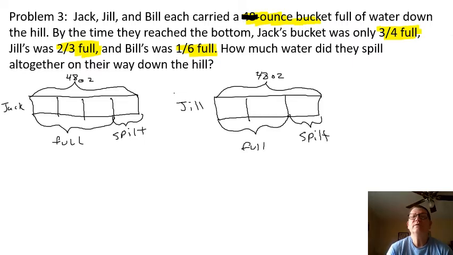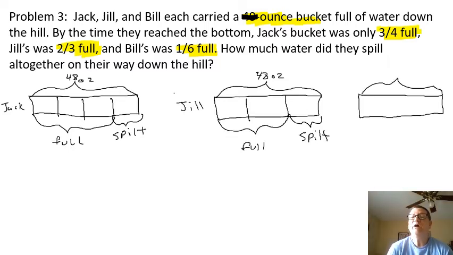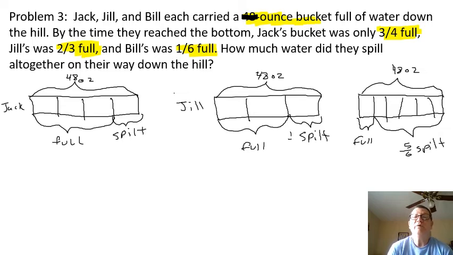And the last one here is going to be Bill. And once again, he also had 48 ounces. But this one, he said he had 6. There's 6. And he said it was 1/6 full. And that means he spilled 5/6 of the bucket. And let me go and write that 1/3 and 1/4.